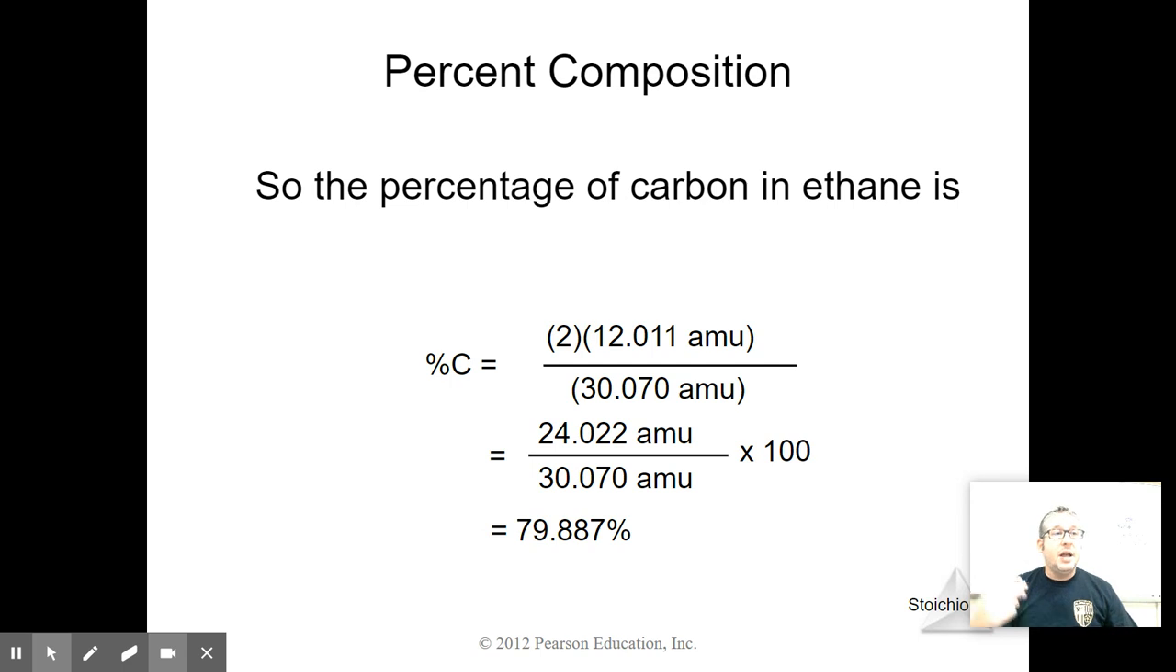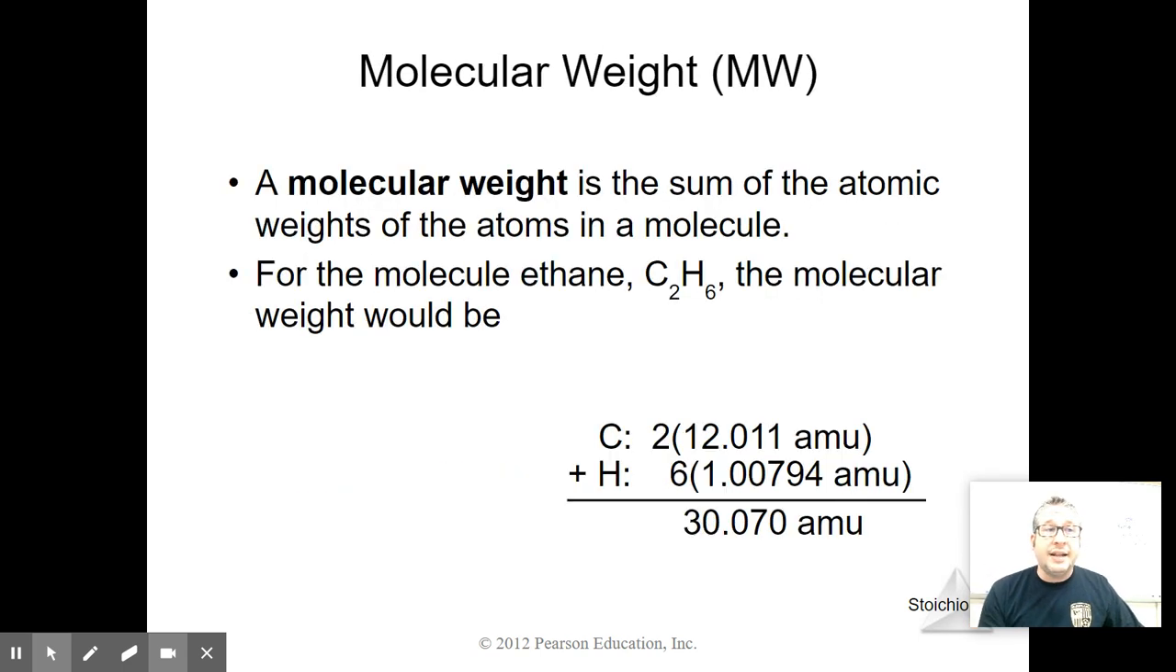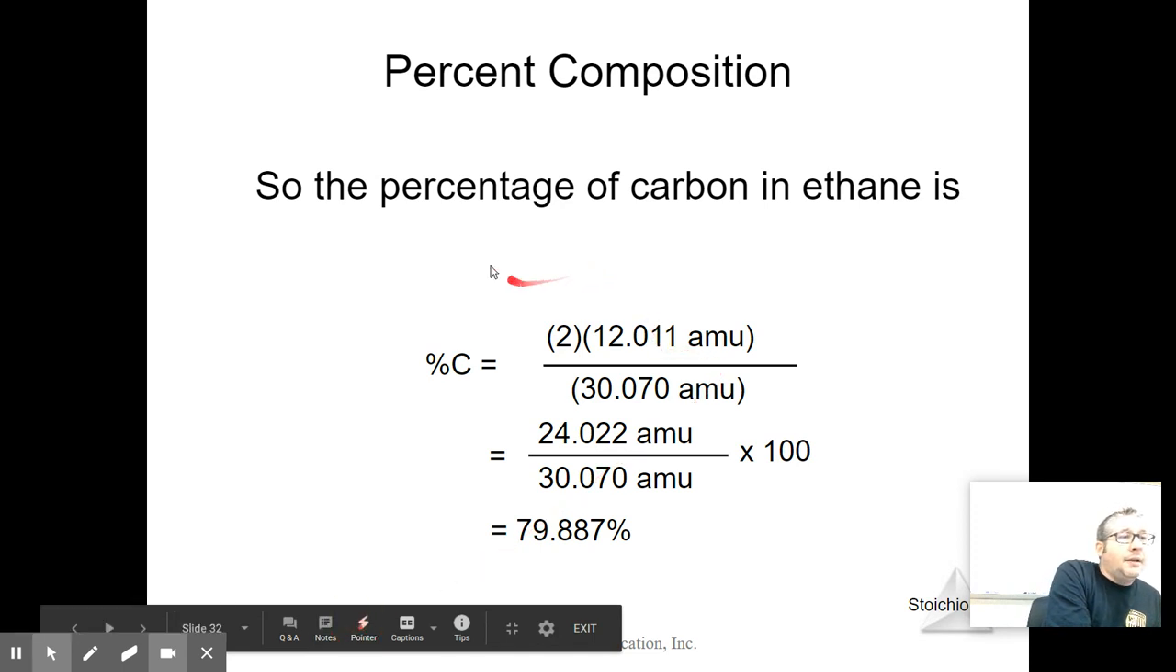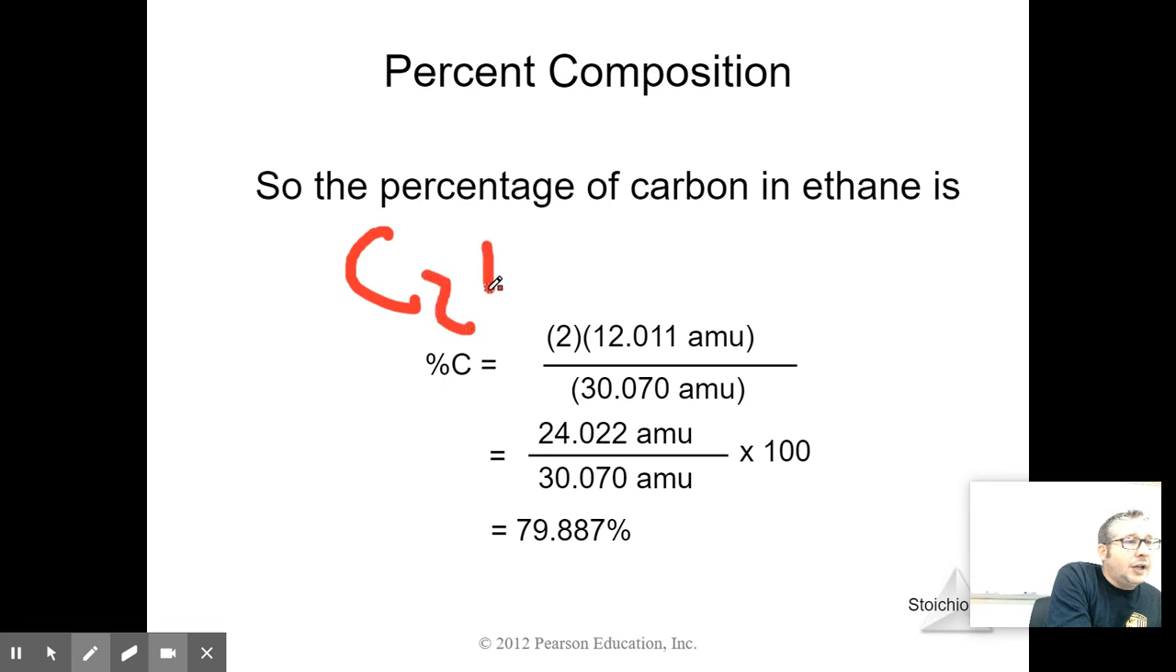So, for instance, going back to ethane, it's C2H6. In this slide, we are told what the formula or molecular weight is, 30.070. In fact, you can probably just round that off to 30 AMU if you want to. If we want to figure out what percent of carbon is present in a molecule of ethane, we set it up like this. The formula, again, was C2H6.